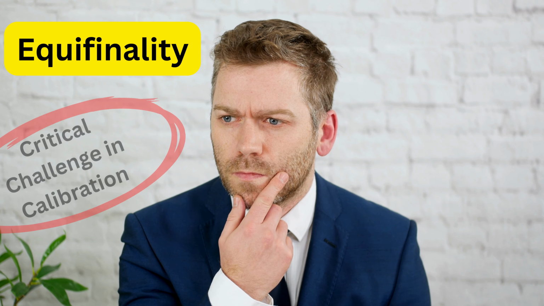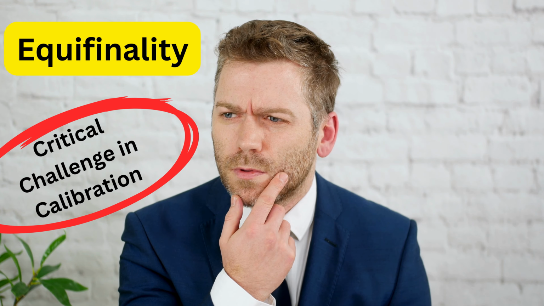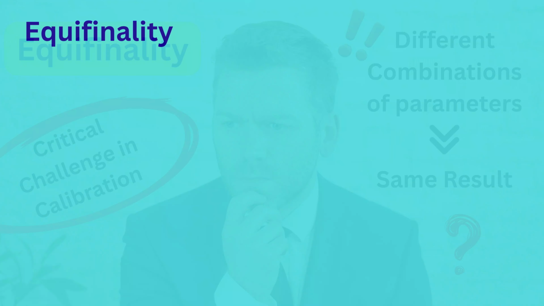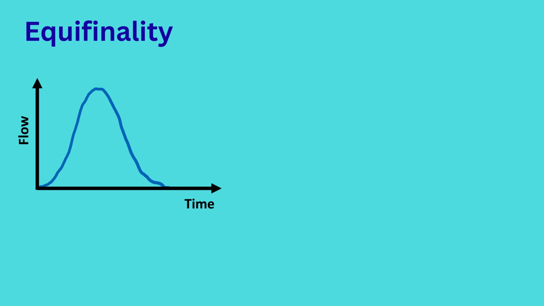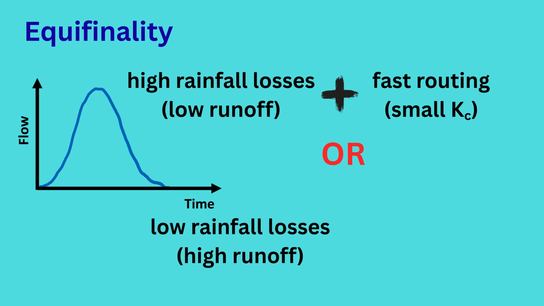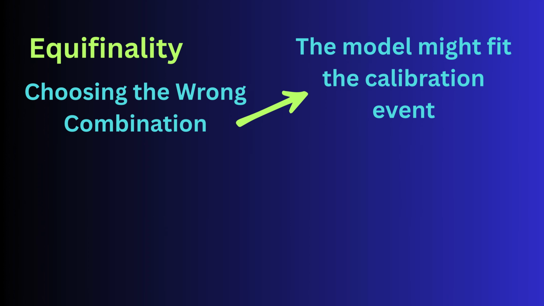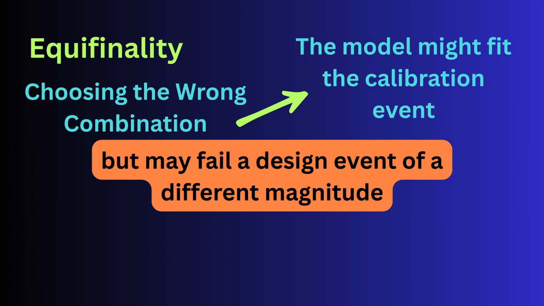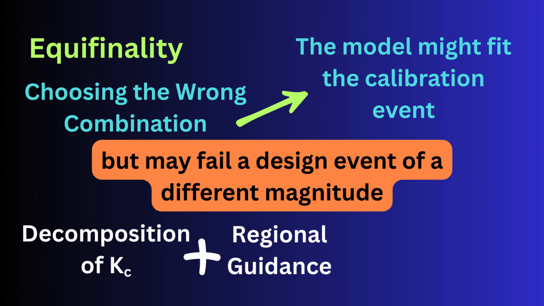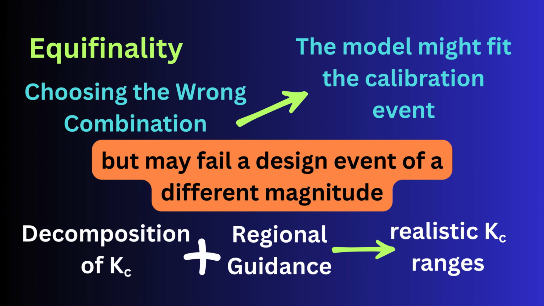A critical challenge in calibrating RORB is equifinality, the phenomenon where different combinations of parameters yield the same result. For example, a similar hydrograph peak can be achieved by high rainfall losses and fast routing, or by low losses and slow routing. If the modeler chooses the wrong combination, the model might fit the calibration event but fail for a design event of a different magnitude. The rigorous decomposition of Kc and the use of regional guidance help constrain the routing parameters to physically realistic ranges, preventing the user from forcing the model to fit by using absurd routing values.